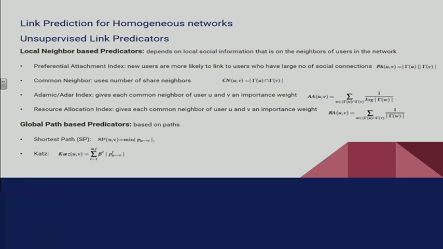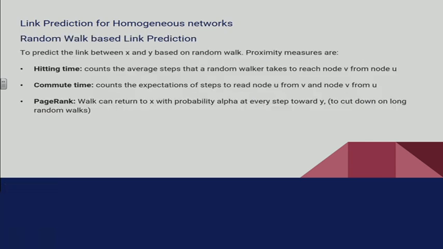Apart from local neighbor-based predictors, there are global path-based predictors. The local neighbor-based ones depend on the users' neighbor information to predict the links, but global path-based predictors are based on paths. There are two types of proximity measures: shortest path and Katz. The shortest path gets the minimum path from node U to V. Similarly, Katz gets the paths from U to V of fixed length L. These are the unsupervised link predictors that can be applied to homogeneous networks.